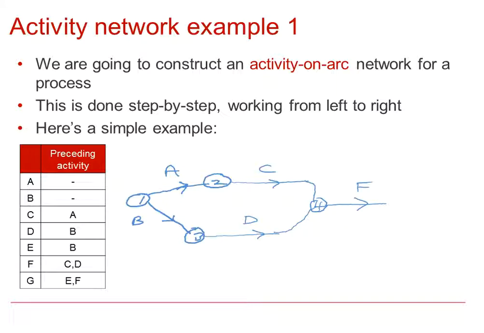G depends on E and F. And E depends on B as well. So E would start with B being completed, and I can have E and F finishing together, or being completed together. And then activity G starts, and then the sink node will show that the whole task or project is completed.